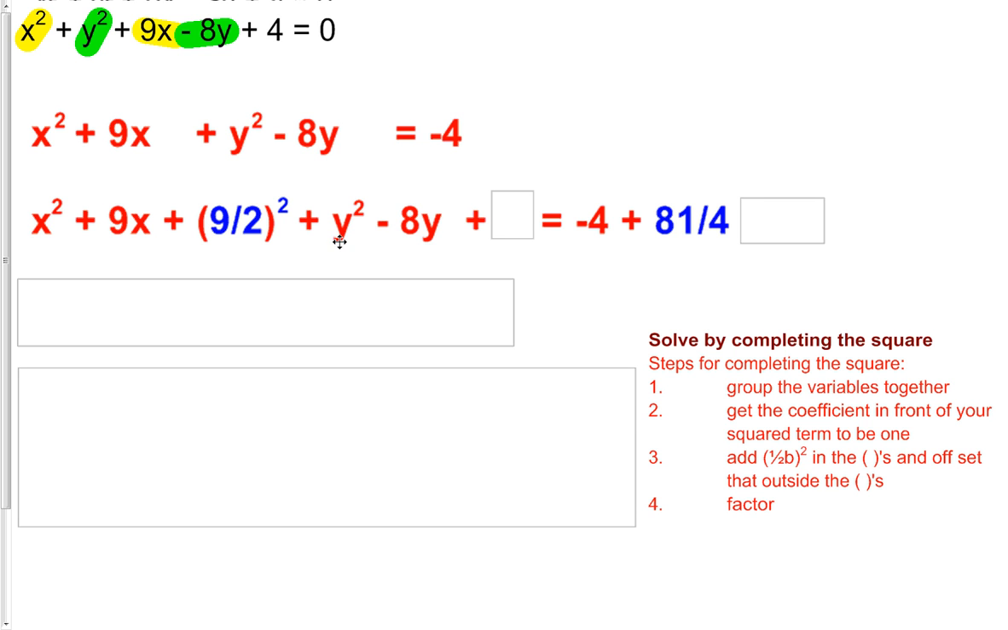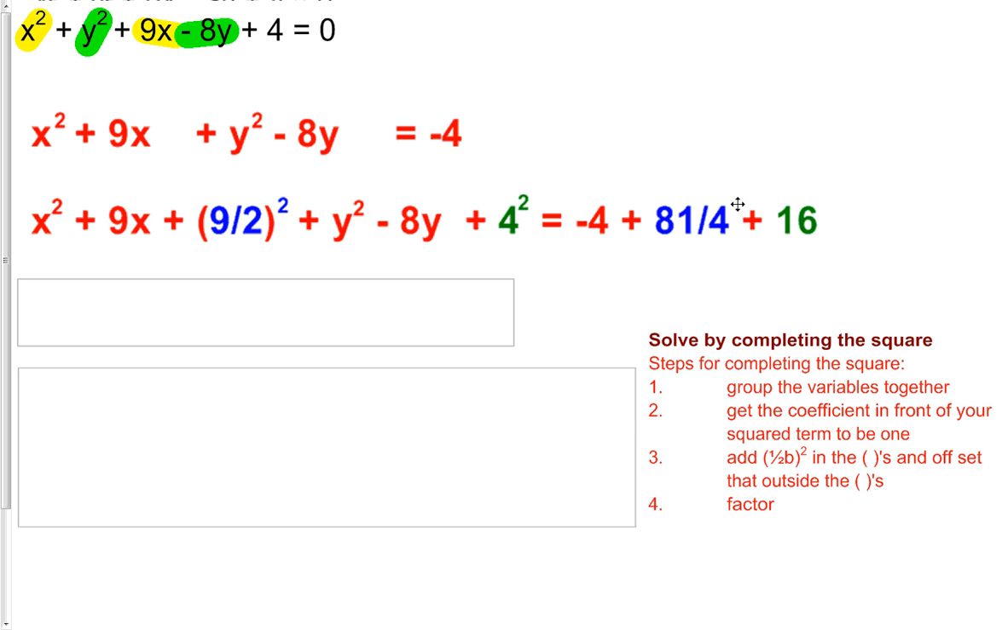Let's move on to the y's. -8 is with the y to the first power, so that means it's our b term. Half of that is -4. Square it, -4 squared, which is the same as 4 squared. It's going to be 16. We add that to both sides of the equation to balance it.